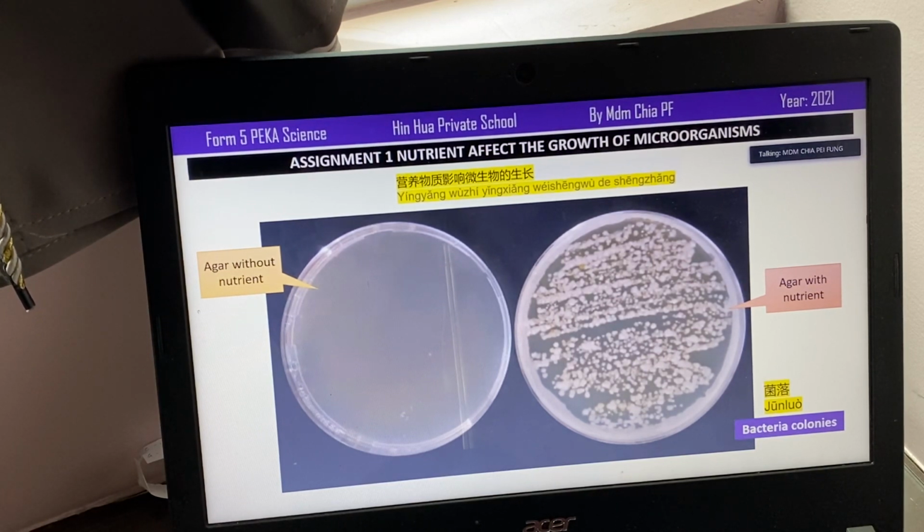所以当我们有了 prepare 这两个 petri dish，一个是有营养的果冻，一个是无营养的果冻，OK？然后呢，同时我们就放它在 room temperature, okay? And then after 3 days 我们就来 observe. So this slide 这个 picture 你们看得到的就是 the result after the 3 days.